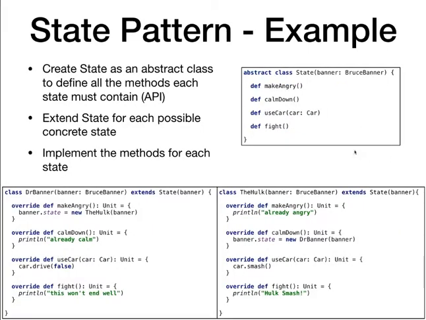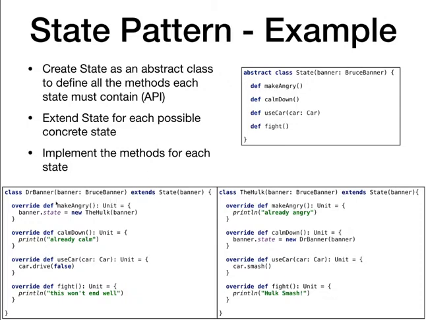So we're going to create a State abstract class, which is going to take a reference to a Bruce Banner. Bruce Banner could technically be an object here instead of a class. There's only going to be one for practical purposes. So we're going to give the state an instance of Bruce, and any state that extends State has to implement these four methods that Bruce is going to defer to the state for implementation. So make angry, calm down, use car, and fight. The state is only defining the API. It's only defining the methods that are going to be called, but there's no implementation in the state itself.